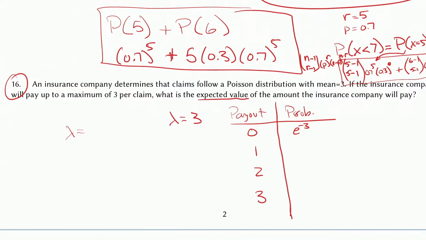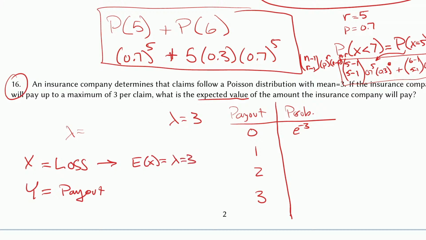So you have two things going on here. You have the loss. The loss, we'll call that X. X is the loss, and then Y is the payout. And if we're talking about the loss, the average for the loss is indeed lambda, which is 3, because it's a Poisson random variable. The amount of loss, so the claim is the loss. How much money is in the claim? So that's what that is.